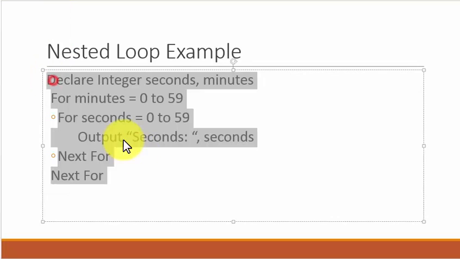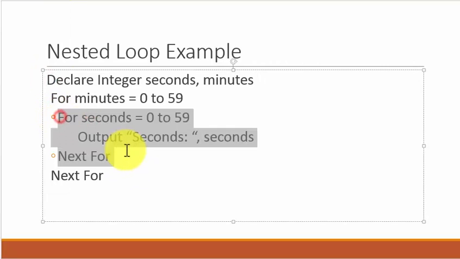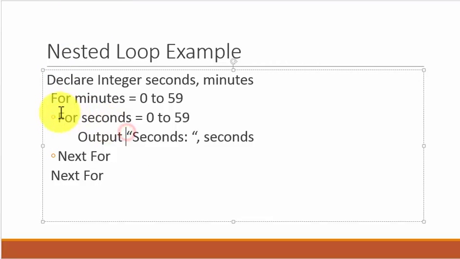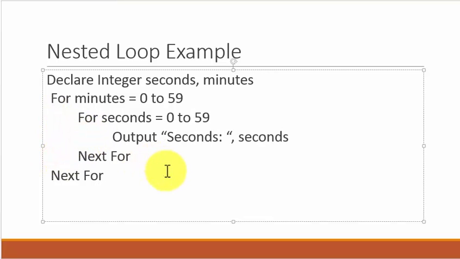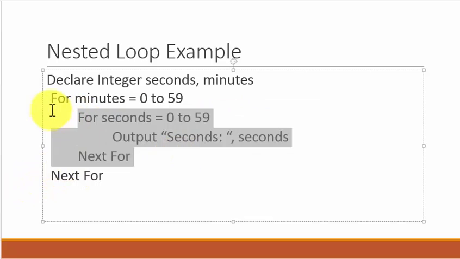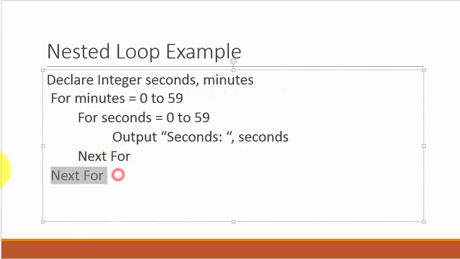So let me increase the font size so that you can see the working of this code. And I can turn off the bullets, which come by default. And then let me fix the nesting. The nesting is not required. However, it is only for code readability, just so that you can see this statement is inside this loop, and this whole loop is inside this loop. So this next for is for this loop, and this next for is for this loop.